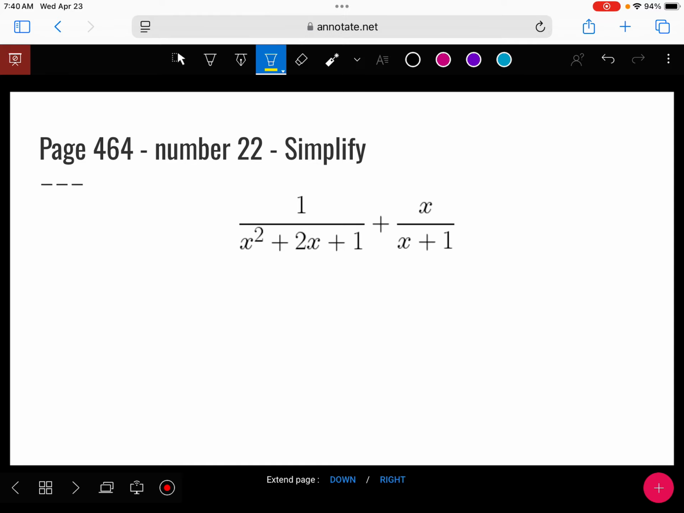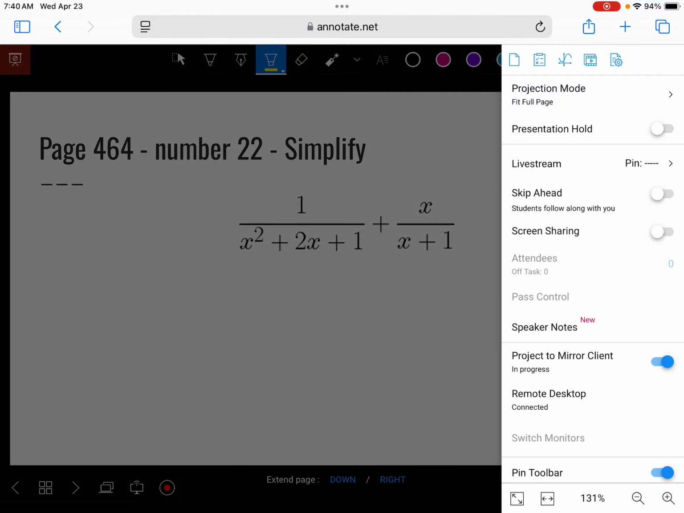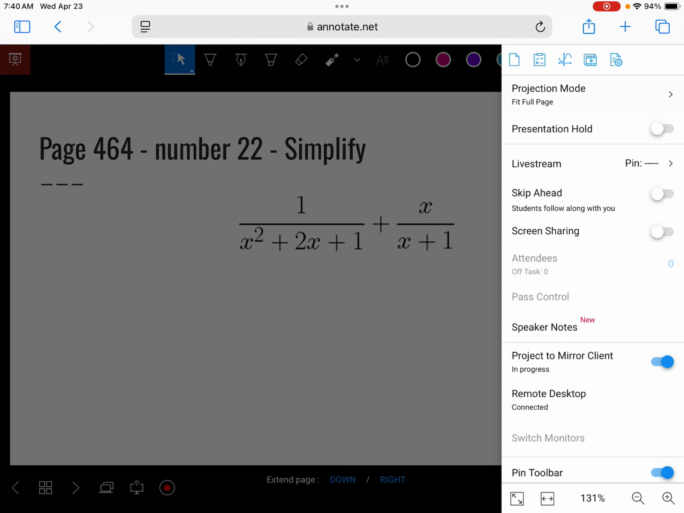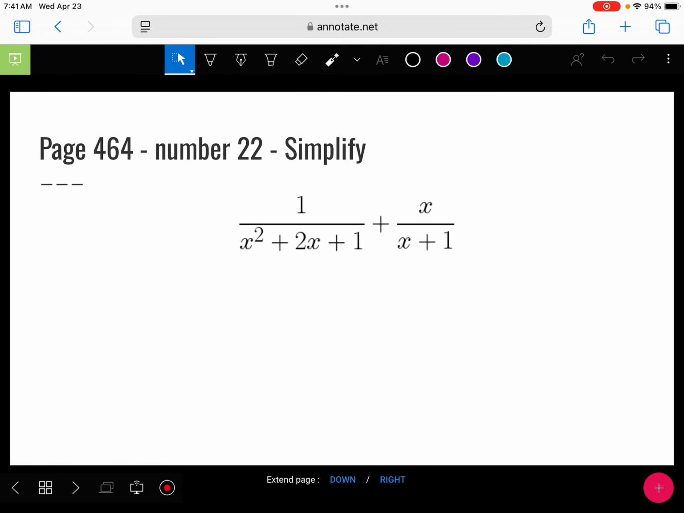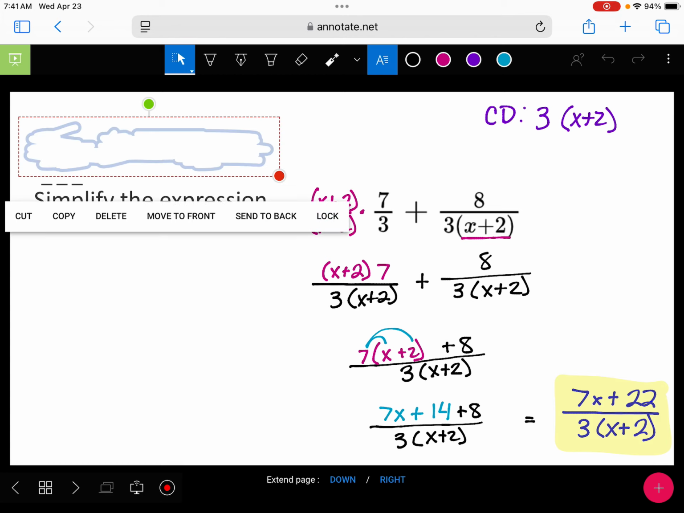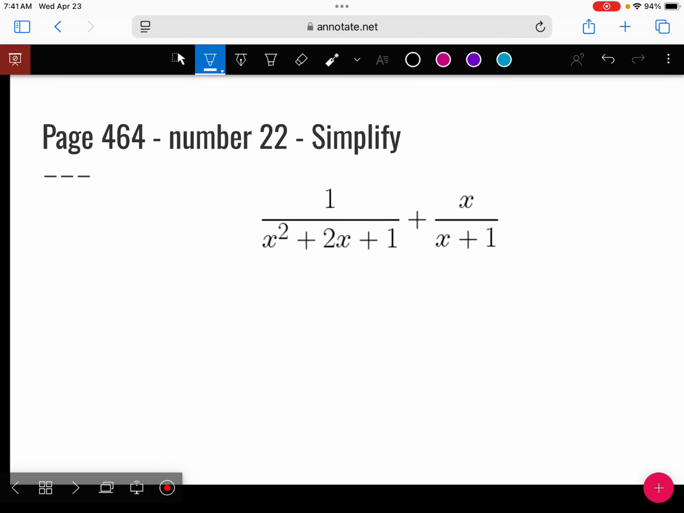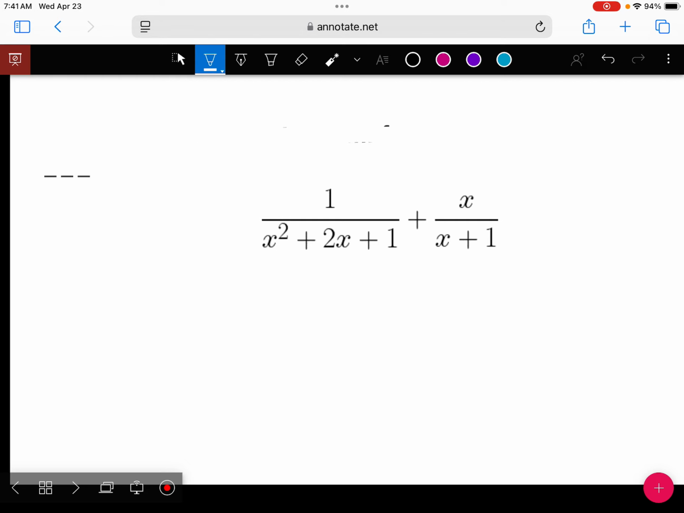Because sometimes we don't get problems given to us already in factored form. Sometimes we have to factor it ourselves. So let's take a look at this. Getting rid of this because we don't need this information. So let's think about this. First thing we're going to want to do is factor that.